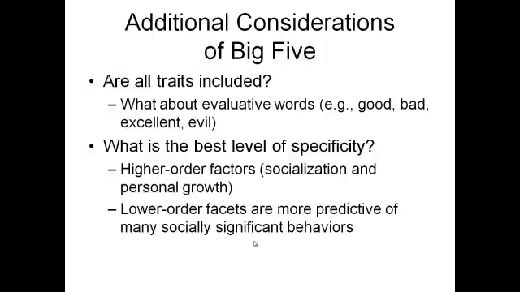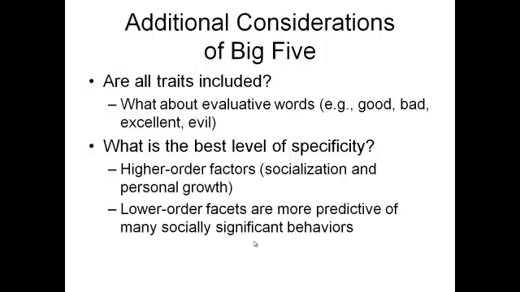Another problem with the big five is that in making these superordinate traits, these big general traits to describe personality, those big super traits are probably not going to do a very good job of predicting specific behaviors. You're probably better off using the more specific traits within those superordinate traits. Those would probably do a better job of predicting specific behaviors.